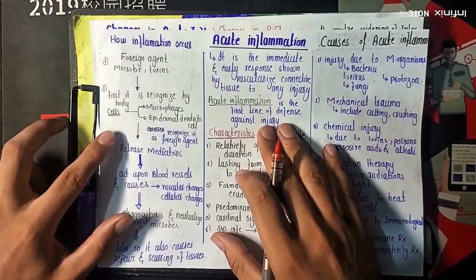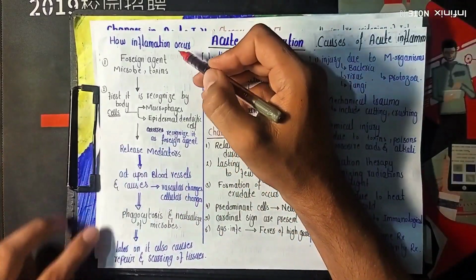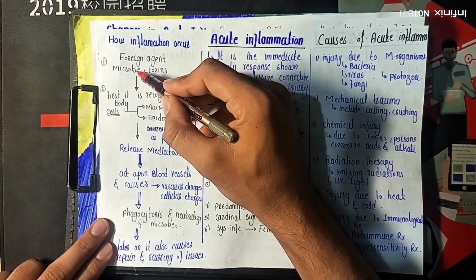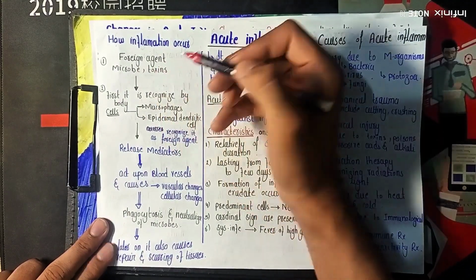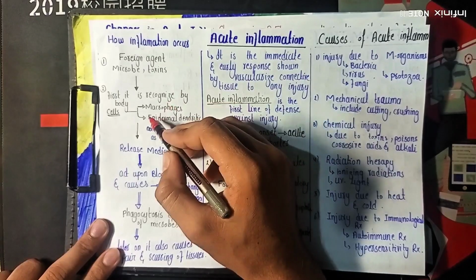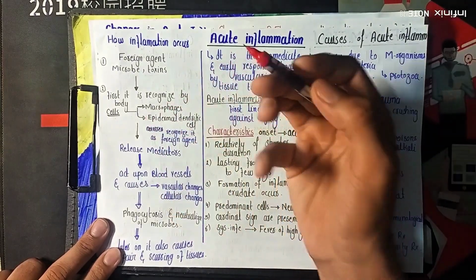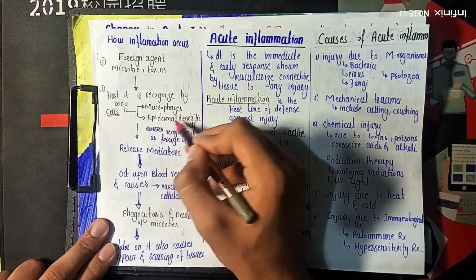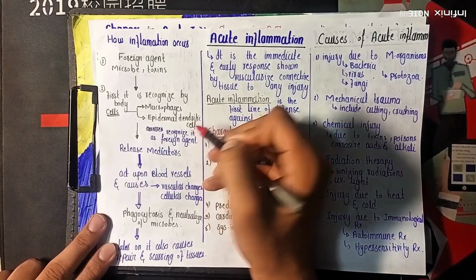अब हम बात करते हैं about के हमारे साथ inflammation होता किस तरह है। तो अगर कोई पैथोजन एजेंट आ जाए within the body, like it may be microbe or toxin. So first it is recognized by the antigen presenting cell of the body, and these antigen presenting cells may be the macrophages or may be the epidermal dendritic cells.